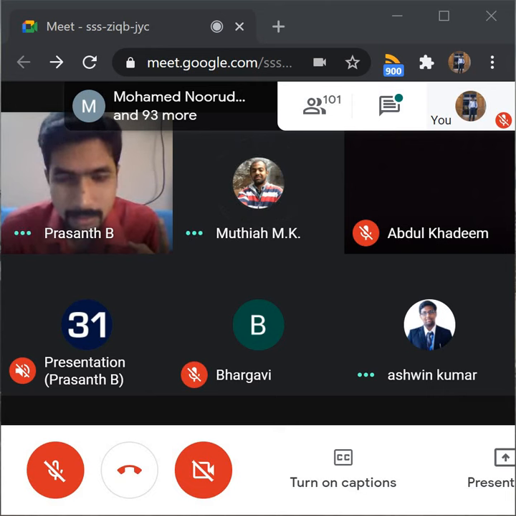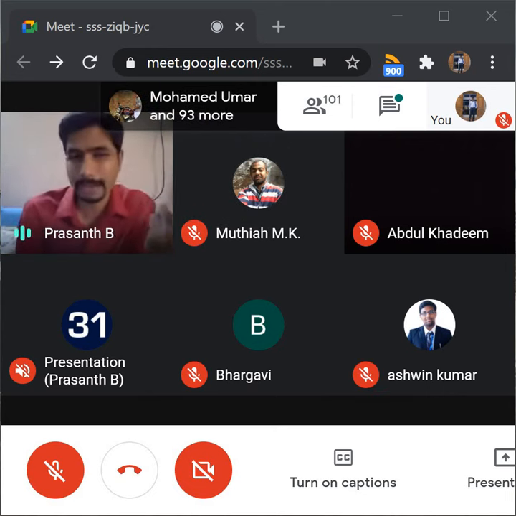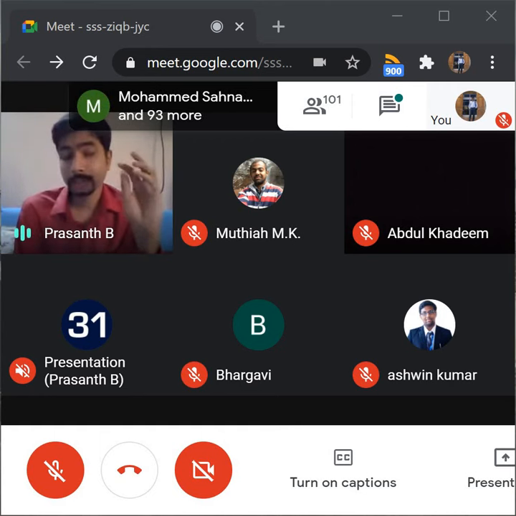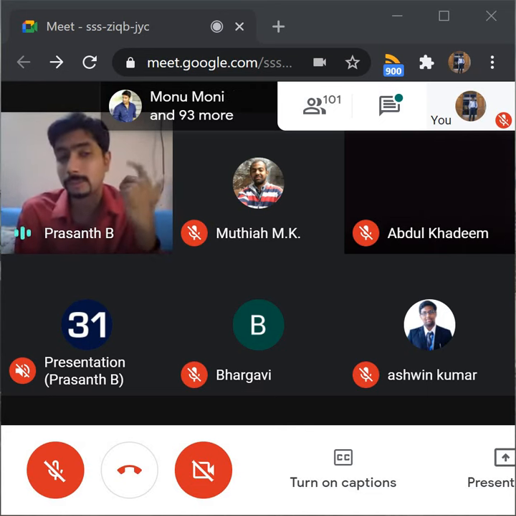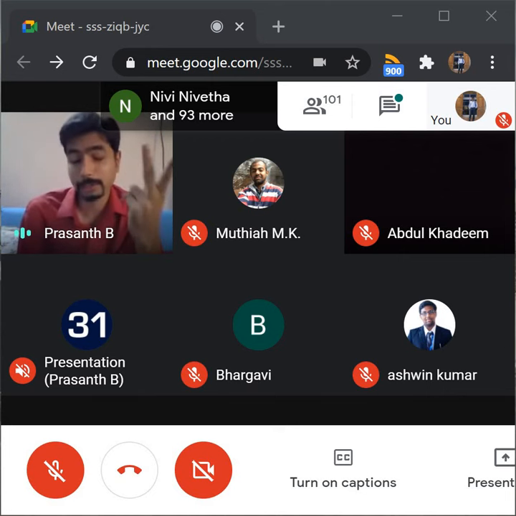X1, X2. Okay. So duality is basically, see, dual means what? Two. So duality means I am checking whether the particular linear programming problem has another solution apart from the optimal solution. Does it have a solution apart from the optimal solution? There are two different solutions.